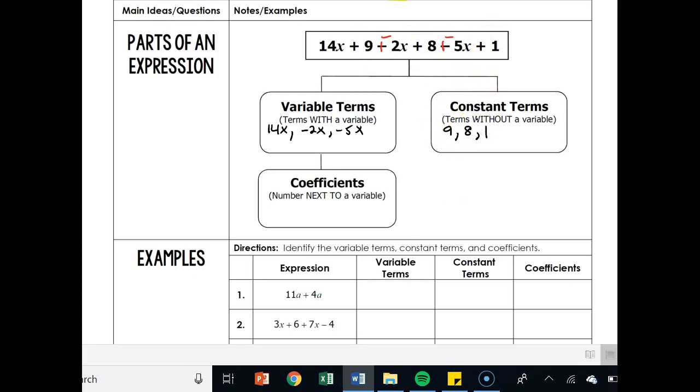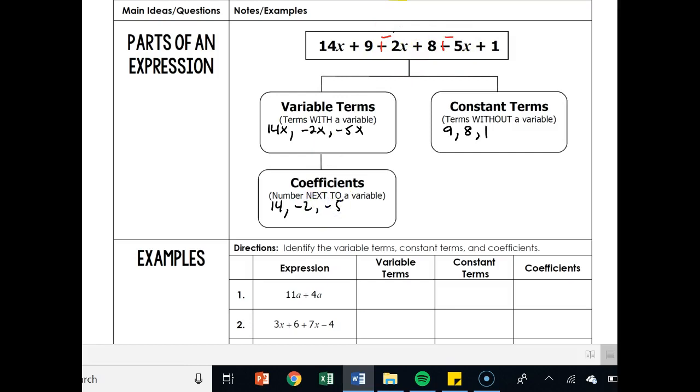So quickly to recap, variable terms are simply terms with a number and a variable. Constant terms are just terms without a variable. And coefficients are the number next to a variable. It's a fancy mathematical word. So anytime you have a number next to a variable, it is a coefficient. So 14 is a coefficient. Negative 2 is a coefficient. Negative 5 is a coefficient.